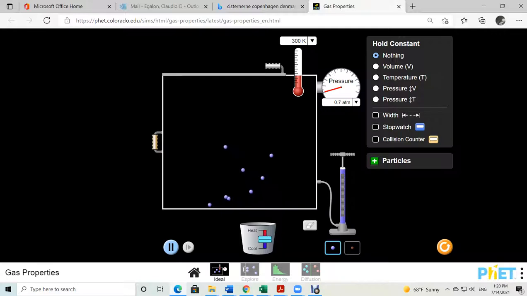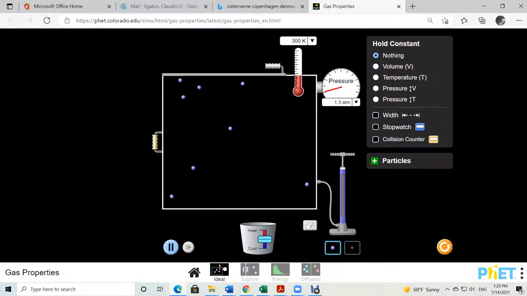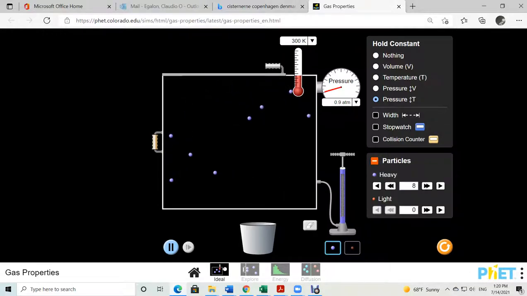Okay, I'm going to put some particles in there. Let's go back. Add 100 light particles. Set the pressure condition constant. The temperature should stabilize at 300 kelvins. Okay, particles, number of particles.